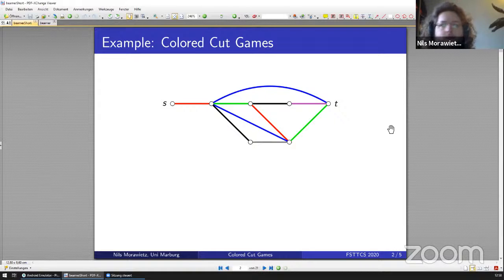So, colored cut games: we have, as I mentioned, an edge-colored graph and two terminals S and T, and we have a defender who tries to connect S with T, so he tries to choose colors such that there's a path where the edge colors of this path are a subset of the colors he chose during the game. And on the opposite side, we have an attacker who tries to disconnect S and T by preventing the defender from obtaining such a colored path.